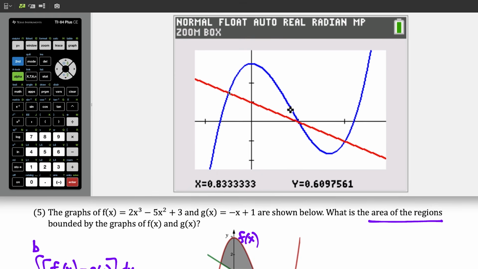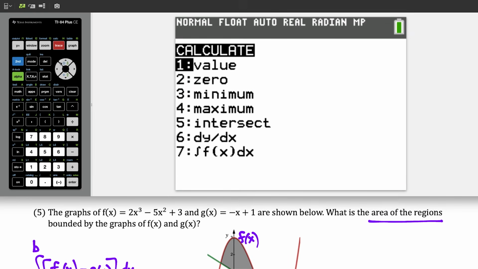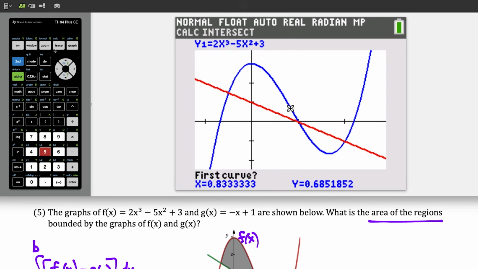So now, to be 100% precise, we just have to know where these curves intersect. It might just be obvious from the graph, but I'm going to be super precise. I'm going to press second trace, number 5.